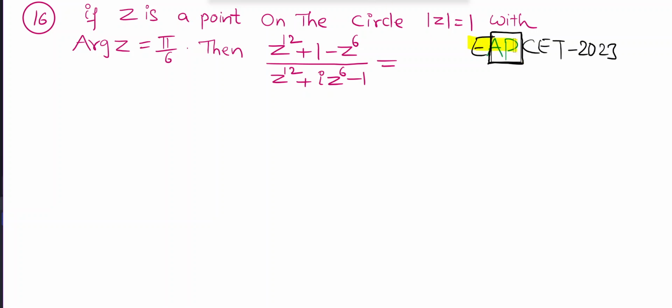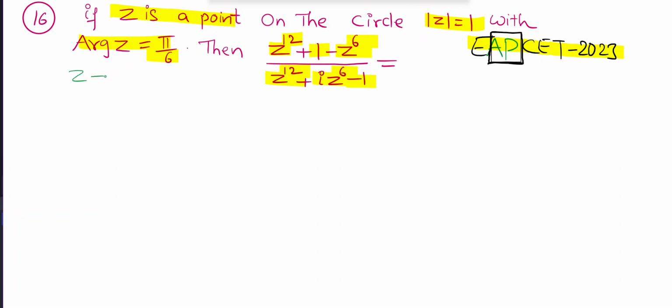This is Eapcet 2023 problem. Here it is given z is a point on the circle mod z is equal to 1 and argument of z is equal to pi by 6. Then the value of (z power 12 plus 1 minus z power 6) by (z power 12 plus i z power 6 minus 1) is equal to dash. This is the problem. Argument of z is equal to pi by 6 is given.